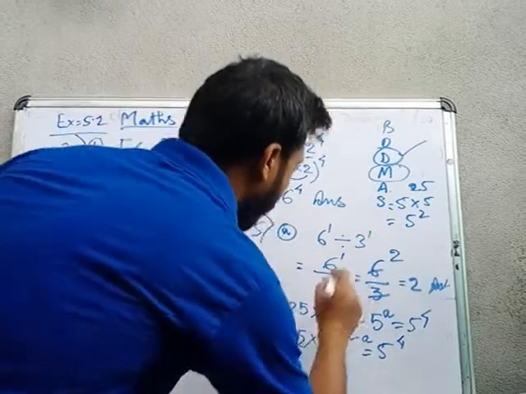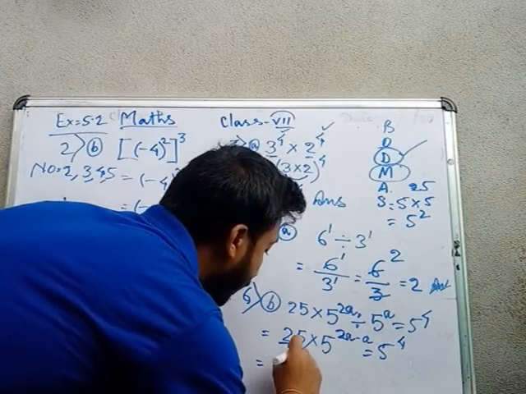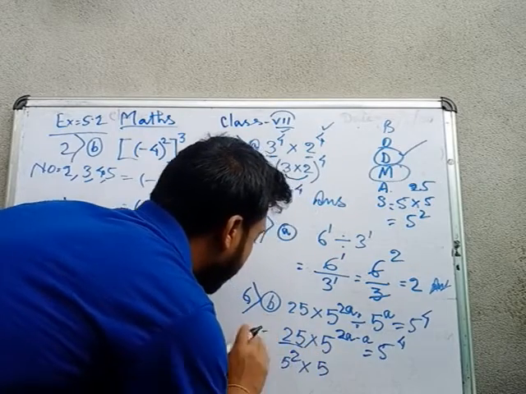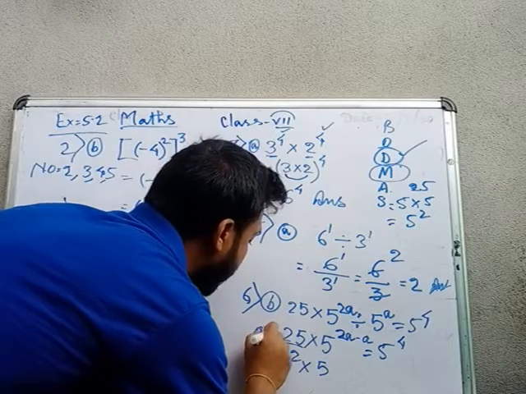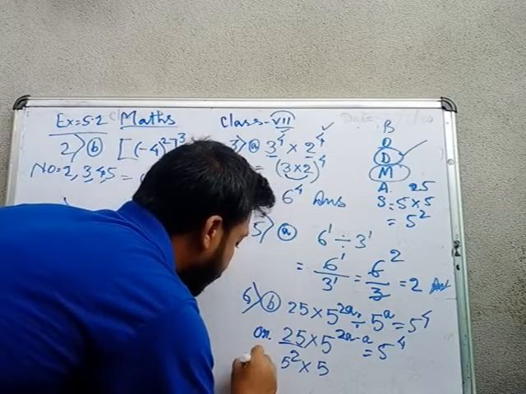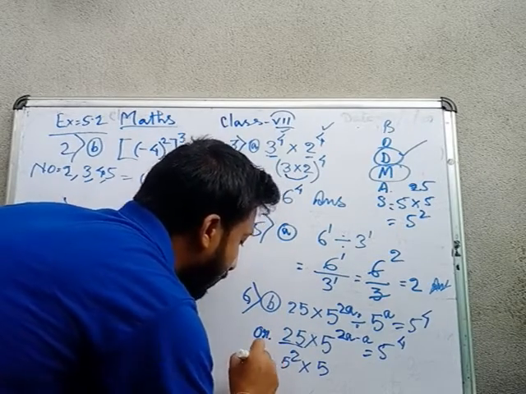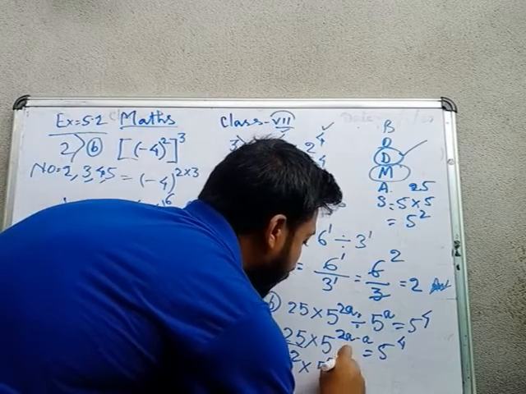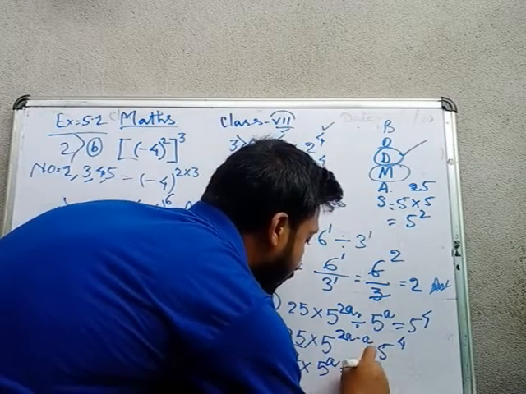That's why we should write 5 square here. Also here is 5. Don't write equal here, write "or". 2a minus a will be a. It is 5 to the power 4.